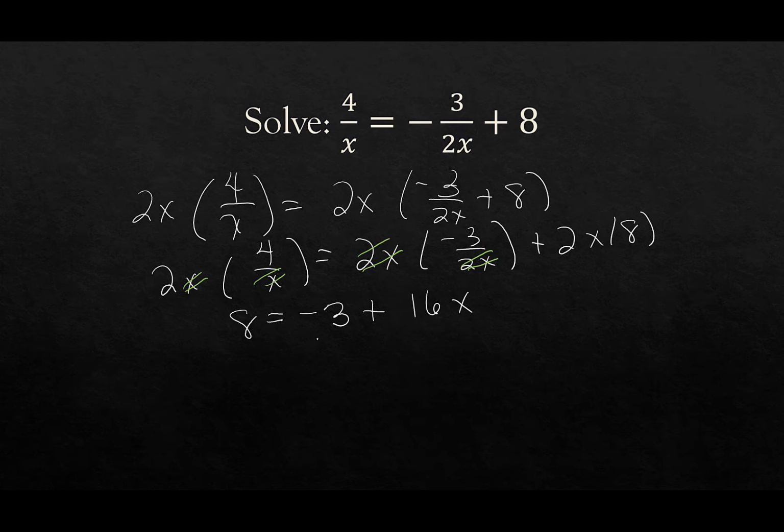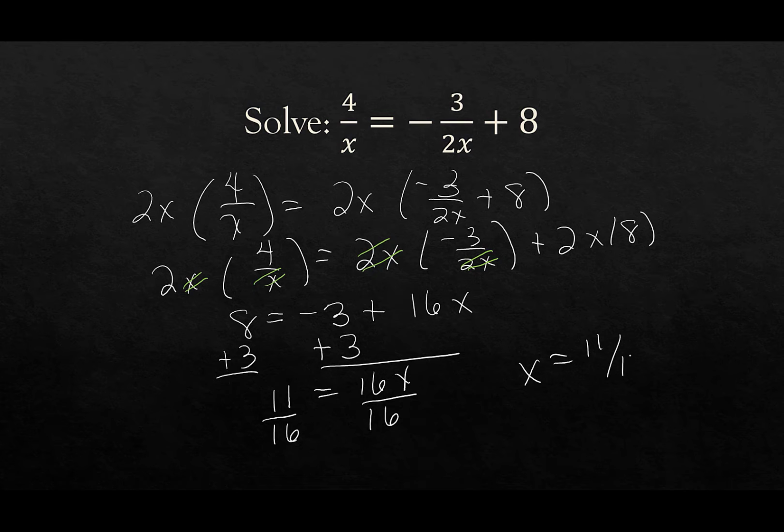Just to be kind of lazy, I'm going to go ahead and leave the 16x on the right and move that 3 over to the left. 8 and 3 is 11. This is 16x. So I'm going to divide by 16, which says x is equal to 11 over 16. The only thing I'm checking is, can I use that value? So 11 over 16 is fine in the denominator. It doesn't force me to divide by 0, which we know we're not allowed to do.